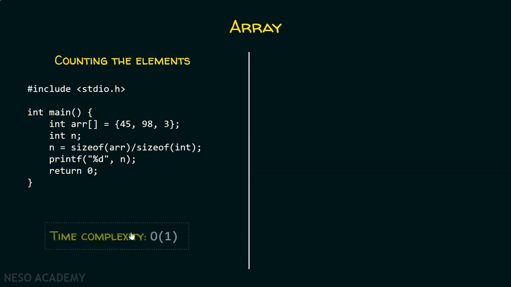So the time complexity is definitely big O of 1 because this statement takes just 1 unit of time. We just need to find out the size of arr divided by size of integer. This will give us the size of this array, that is the number of elements in this array. And we can simply print the value of n on the screen. This will take constant amount of time. There is no loop involved here.